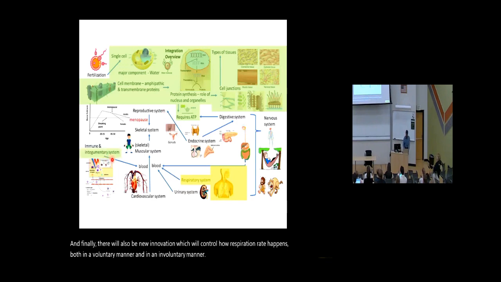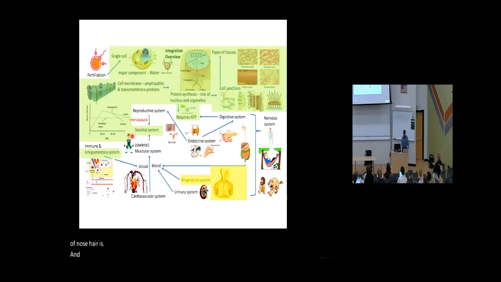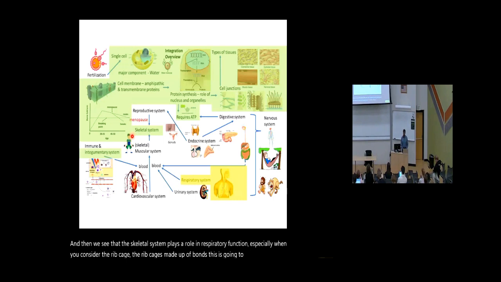So we see even one aspect of the integumentary system will play a role in the respiratory function, and what I'm referring to is the one appendage, which is the nose hair, right? So hair is an appendage of the integumentary system, and we'll see what the function of nose hair is. And then we see that the skeletal system plays a role in respiratory function, especially when you consider the rib cage, right? The rib cage is made up of bones. This is going to both protect the lungs, and it can also help change the shape of the rib cage based on the muscle action.